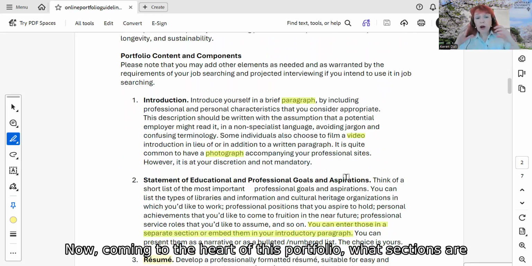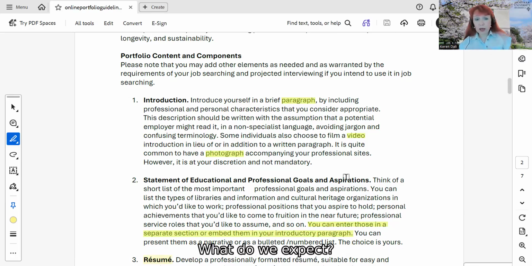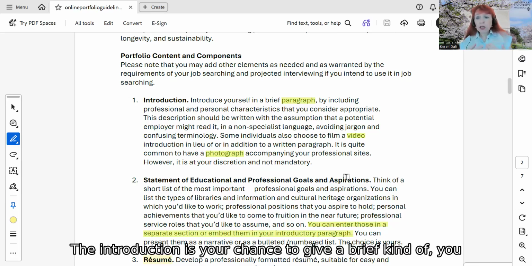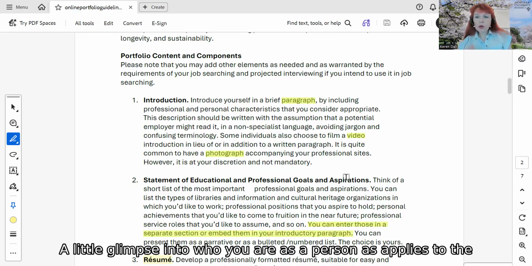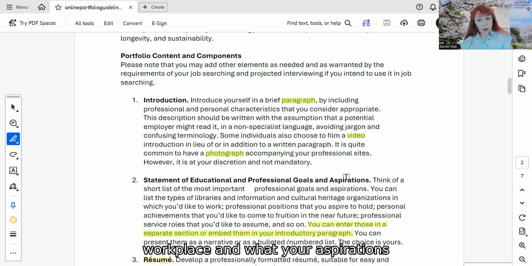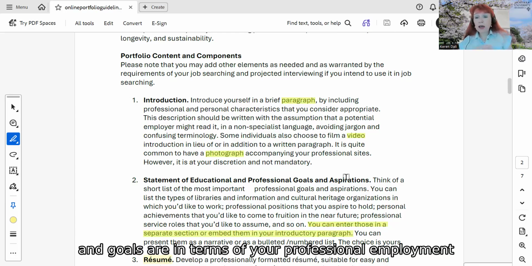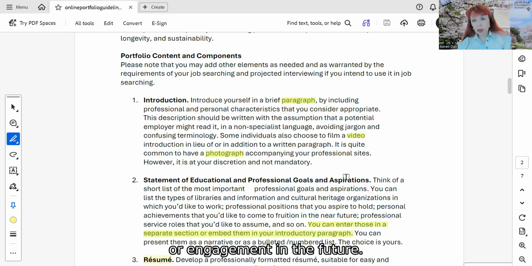Now, coming to the heart of this portfolio, what sections are supposed to be included? What do we expect? First and foremost, there is an introduction. The introduction is your chance to give a brief elevator pitch about who you are as a professional, a little glimpse into who you are as a person as applies to the workplace, and what your aspirations and goals are in terms of your professional employment or engagement in the future.